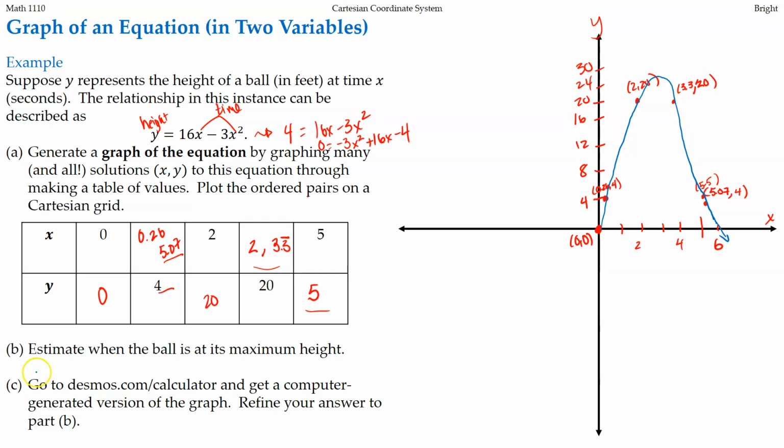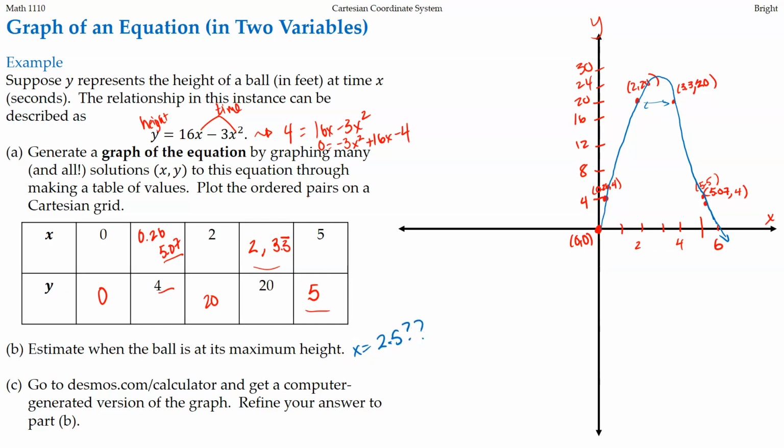Now for part B, estimate when the ball is at its maximum height. Based on my graph, it looks to be kind of halfway between here or something. So maybe, I don't know, 2.5. So when x is equal to 2.5 or so.